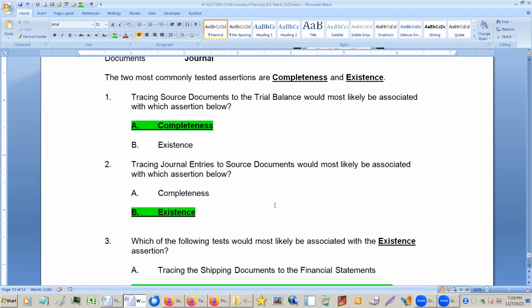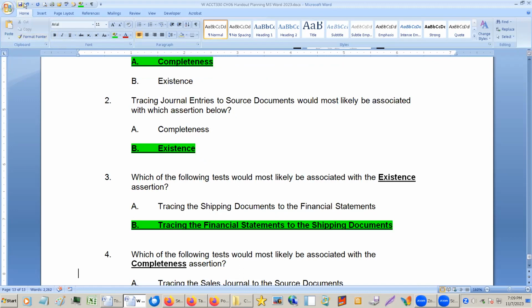And so, this existence and completeness thing, this is a big part of it. Let's go ahead and save that.